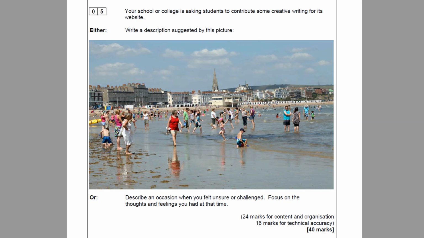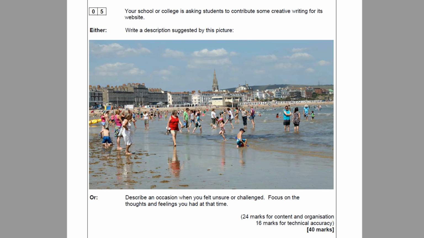And it's for a creative writing task. So it's designed to be fun and interesting and engaging. So we're not limited there by the audience or the form. There's a lot we can write about. So the first one, write a description suggested by this picture. Okay. So there we have a picture in the background there, and again it's just suggested. You don't have to use this complete image and say everything about it.